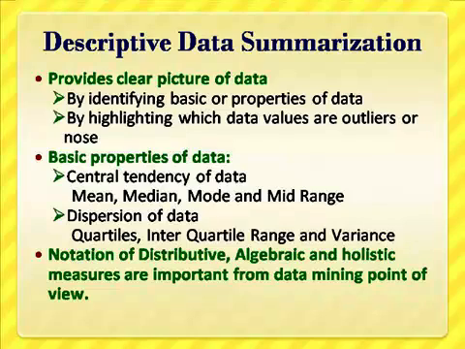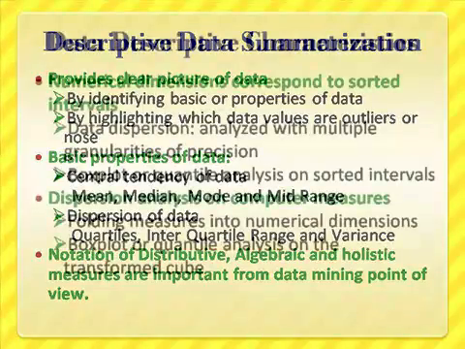Measures of central tendency are mean, median, mode, and mid-range. Measures of data dispersion are quartiles, interquartile range, and variance. These measures help the user in understanding the data distribution, and they are very widely used in statistics. The notions of distributive measure, algebraic measure, and holistic measure are also important from the data mining perspective.